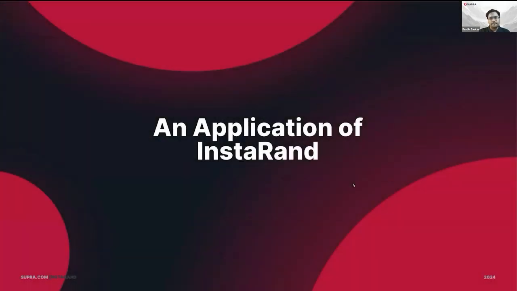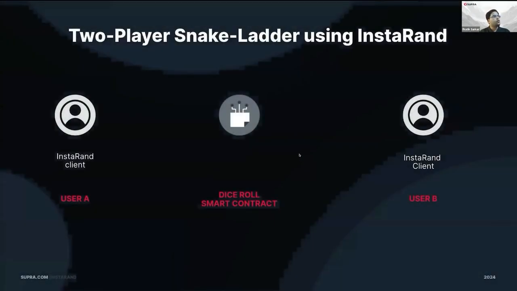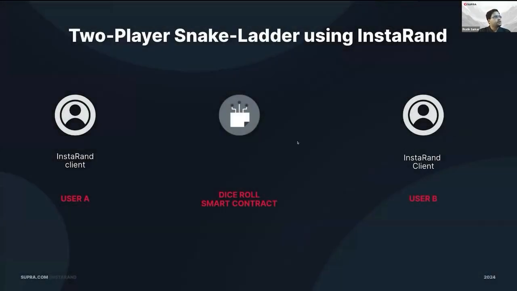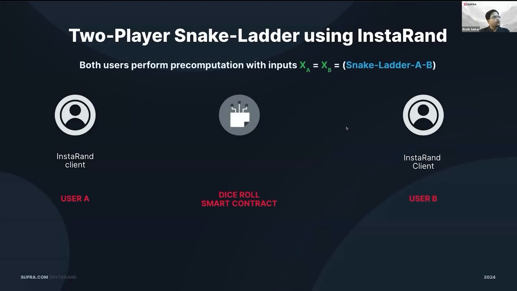Now let me show you an application of InstaRand. Let me go back to the snake and ladder game. Suppose there are two InstaRand clients, user A and user B, who want to play the snake and ladder game without querying the VRF service again and again in the online phase. So they will use the InstaRand protocol. Both users perform the InstaRand pre-computation with inputs XA and XB on snake ladder A-B. In the pre-computation phase, they commit that they are going to play snake and ladder together, and their public keys are also posted.